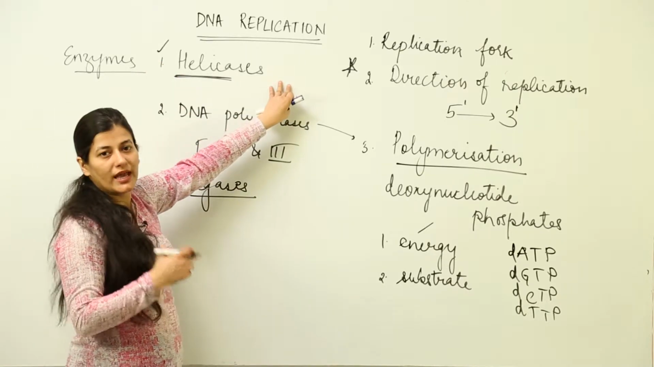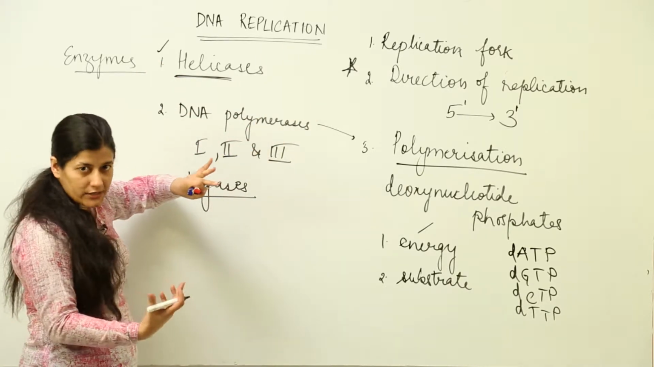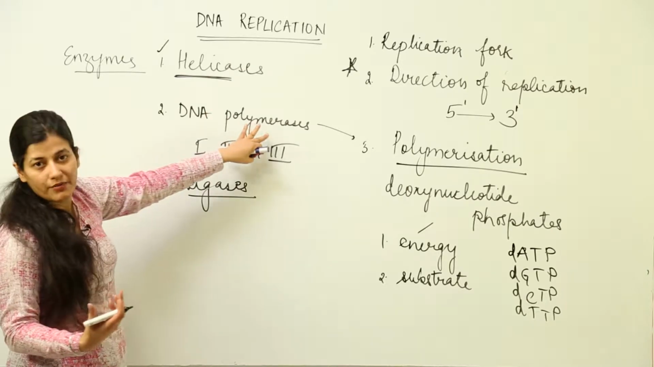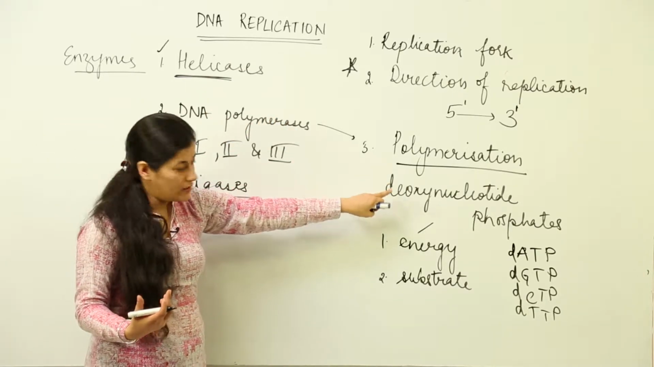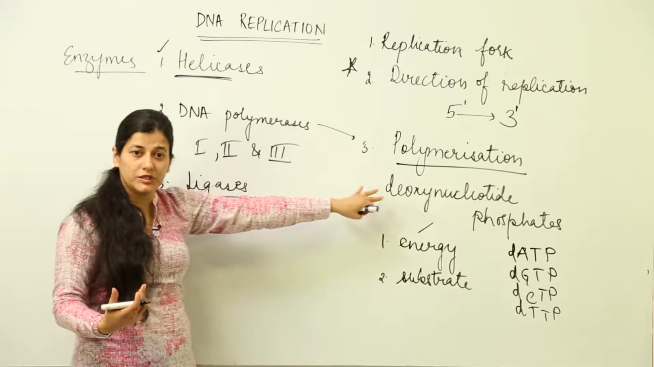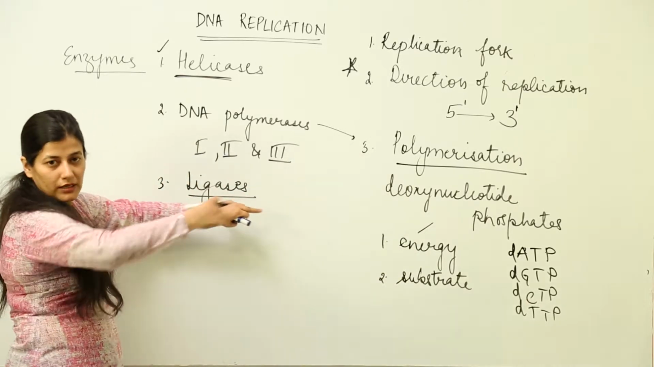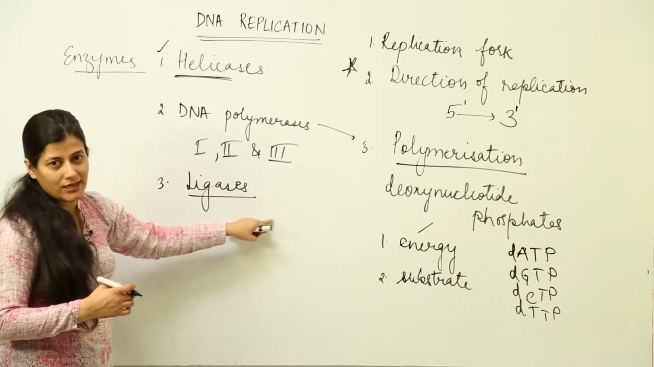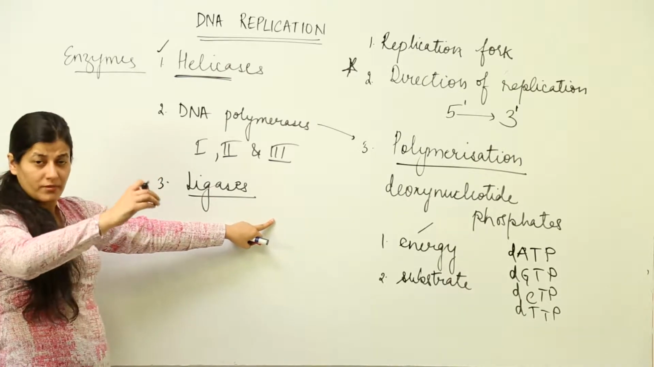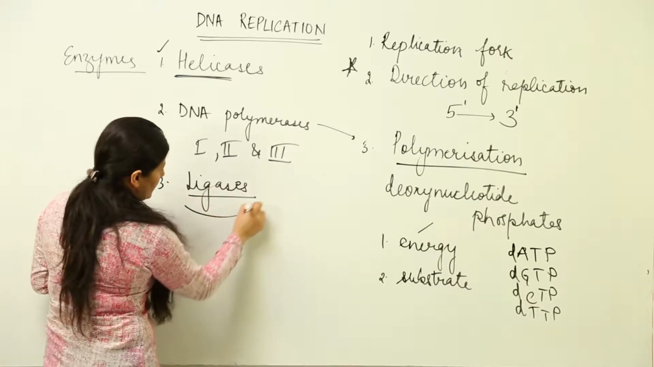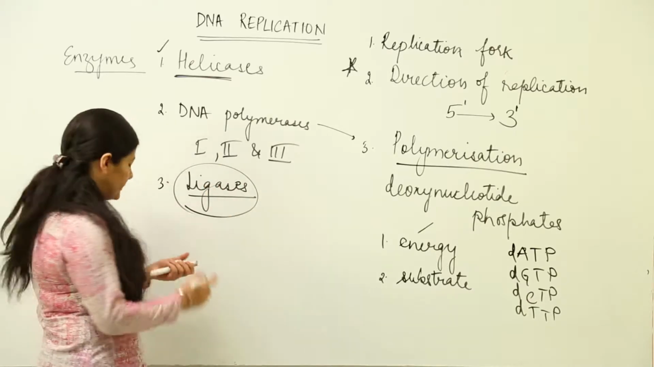Firstly, something with the helix is to be done, that is coiled, okay. Then secondly, polymerization is to be done, that we talked about. Deoxynucleotide triphosphates would come over there and provide with these two things. The substrate would help in elongation of the chain, and lastly, whatever chain is being formed could be formed in fragments. That is why we need ligases, okay.